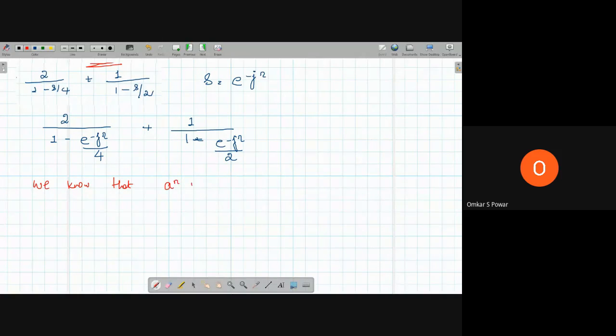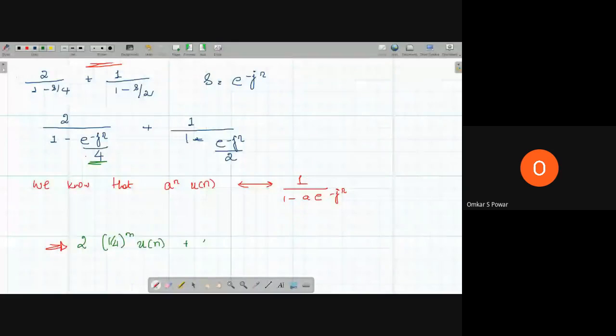The DTFT of a power n u of n is nothing but 1 by (1 minus a e power minus j omega). In the first term, a is 1 by 4. In the second term, a is 1 by 2. So let us substitute that and get the answer. Using this property, the answer is 2 (1 by 4) power n u of n plus 1 into (1 by 2) power n u of n.